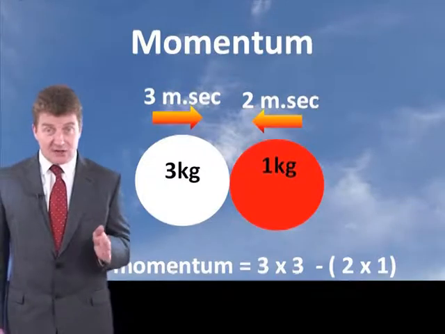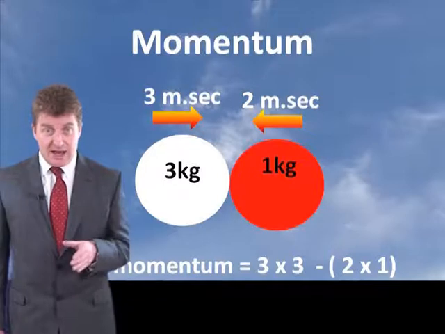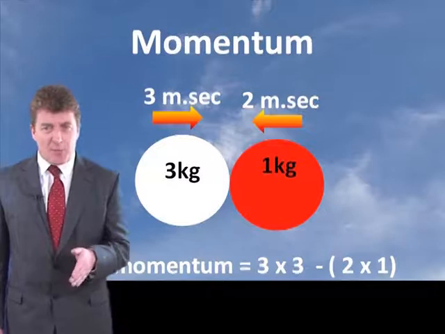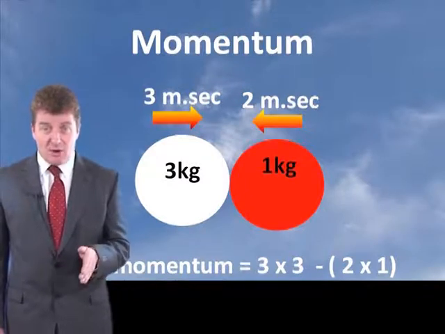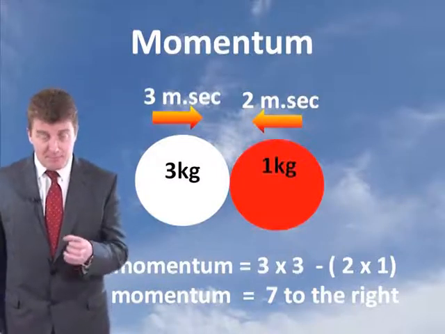Well, let's use the laws of momentum. First of all, we need to determine the initial momentum of the system. Well, we've got 3 times 3, minus 2 times 1. So one's got 3 times 3 and one's got 2 times 1. Now, I've taken the momentum of the second ball as negative because it's acting opposite to the first one, giving a momentum of 7 to the right. So we've got a momentum of 9 to the right and 2 to the left.